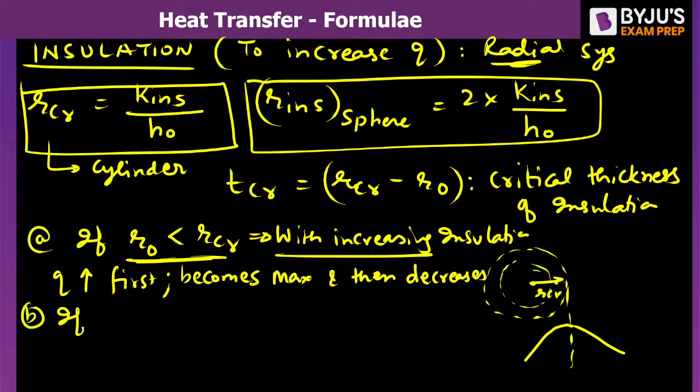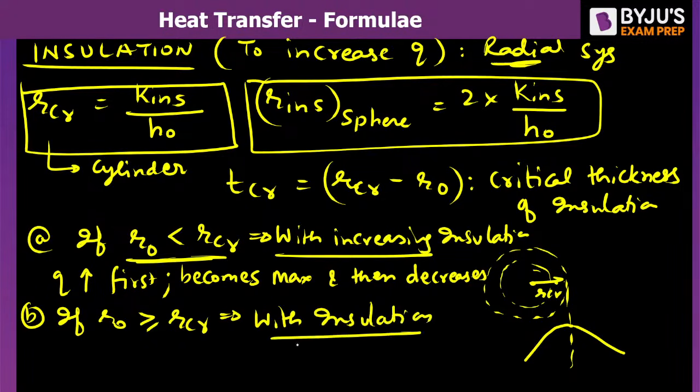But if r naught is greater than or equal to r_cr, then with insulation, what will happen? Q will decrease continuously. Questions come from here also. Q will decrease continuously. Right? So this is all about the insulation method.